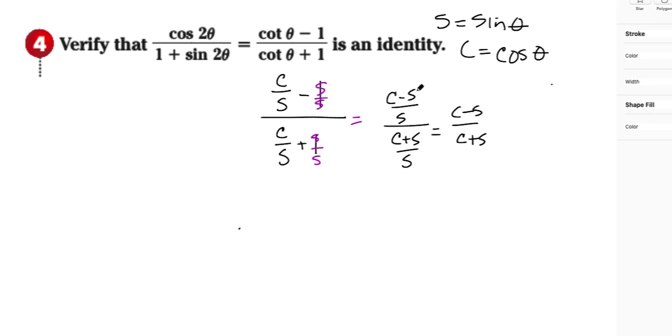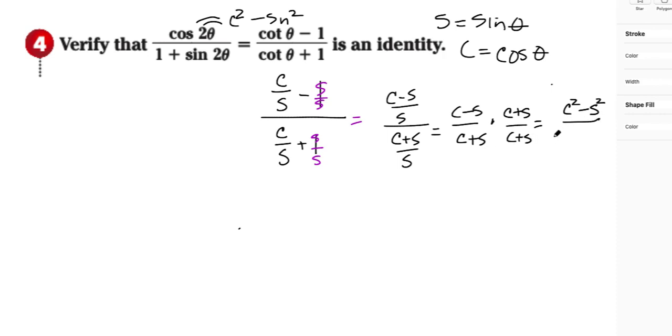Because when I get C minus S over C plus S, I remembered that cosine of 2 theta is equal to cosine squared theta minus sine squared theta. So how can I get that? By multiplying top and bottom by C plus S, which is just another fancy 1, right? So then I got C squared minus sine squared. So cosine squared minus sine squared is where we are so far, over what happens down here.